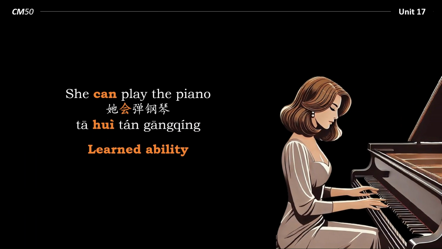Now remember that auxiliary verbs are helper verbs, so they help the main verb. So in this sentence, the main verb is play. 弹, 会弹, can play. 她会弹钢琴, she can play the piano.